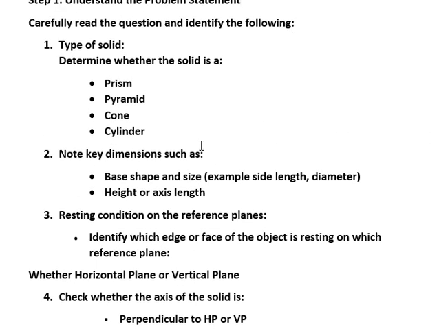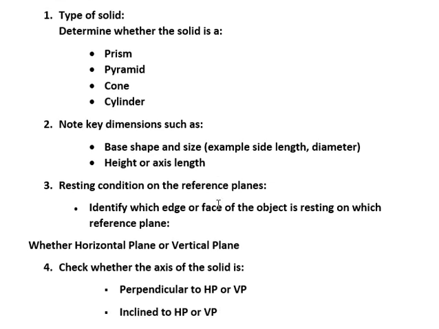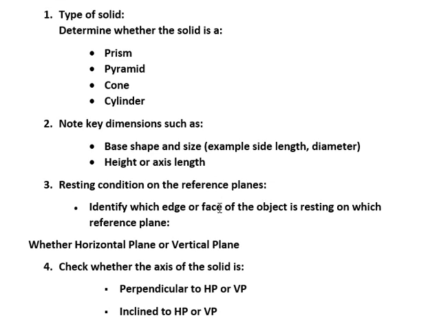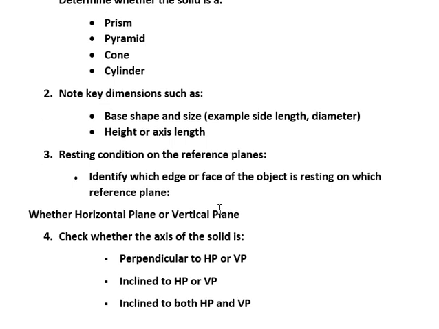What type of solid, then their dimensions, then which parameter of the object is resting on which reference plane, whether it is horizontal plane or vertical plane, then axis conditions, to which plane the axis is inclined or perpendicular. These are the things we have to see. Usually, in part B questions, when the axis of the solid is inclined to any one of the planes, we have to draw its front and top views.